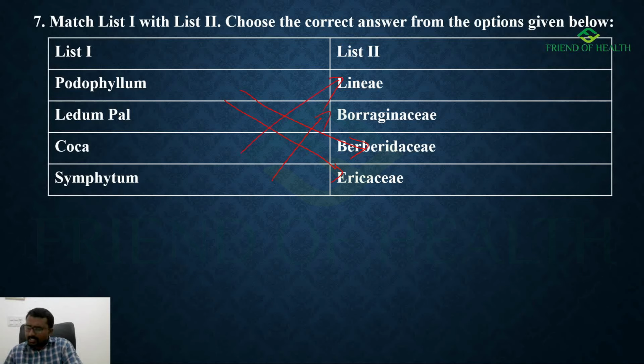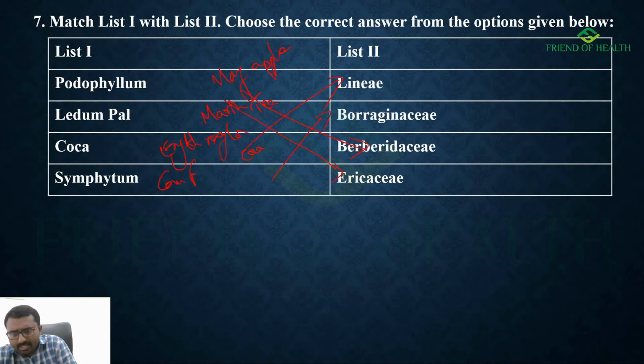So these are the families. If you see the common names also, we will study and go. Podophyllum, May apple. Then Ledum palustre, marsh tea, Labrador tea. All these names are there for Ledum palustre. Coca, Erythroxylon coca.